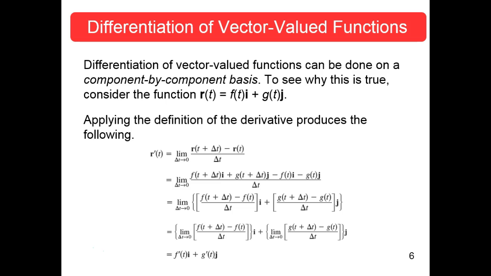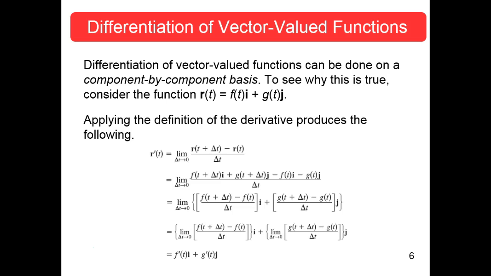Differentiation of vector-valued functions can be done on a component-by-component basis. This is what makes it pretty easy. The x, y, and z, i, j, and k don't depend on each other at all. They're independent of each other. So if you're differentiating the function, differentiate that, and then differentiate that, but keep it with the i, keep it with the j. So applying the definition of derivative produces the following.